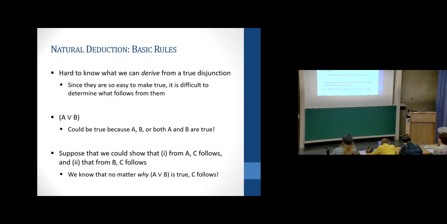This is the flip side to them being so easy to make true. This is a problem if we're trying to do natural deduction, because that sounds a lot like we need to be concerned with meaning, with truth. We don't want to do that. So, what do we do instead? Well, here's the thought. Suppose that we could show, so you know A or B, that if you started with A, you're going to get to C, and also that if you started from B, you could get to C. Then it wouldn't matter why A or B is true, because both routes get you to C.